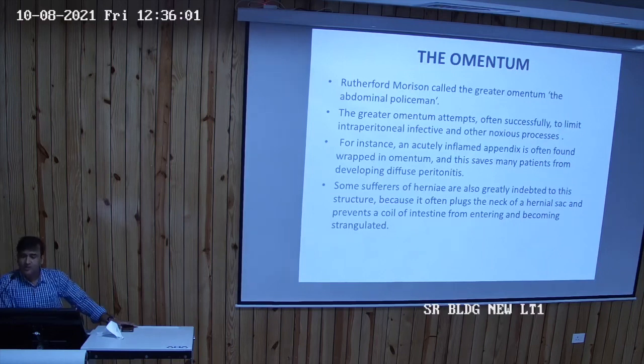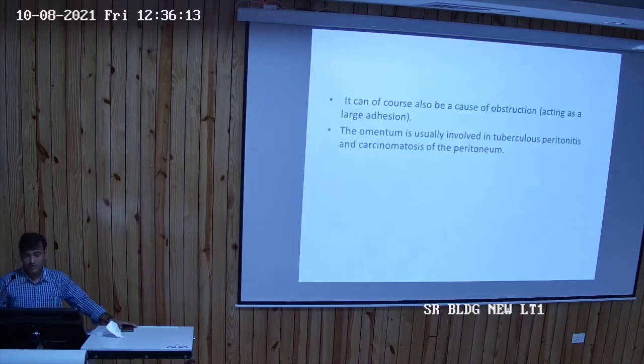Omentum plugs the neck of the hernial sac, and it prevents the intestine from going into the hernial sac. It's a very important thing to avoid intestinal obstruction in cases of hernia. It can also be a cause of obstruction, acting as a large adhesion. The omentum is usually involved in tuberculous peritonitis and carcinomatosis of peritoneum.